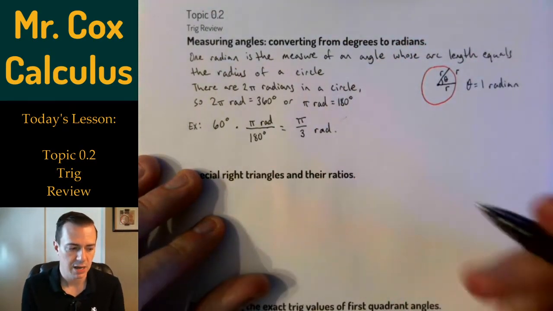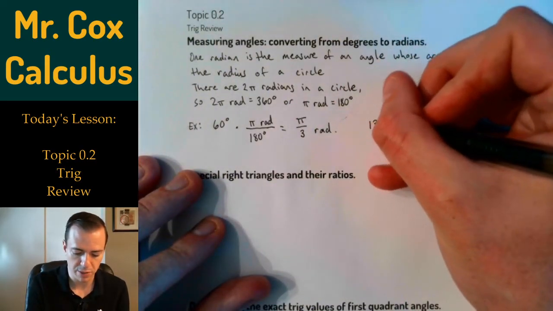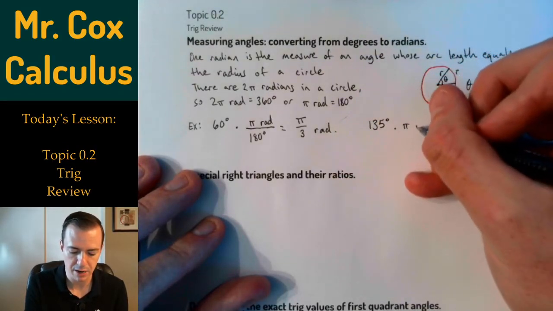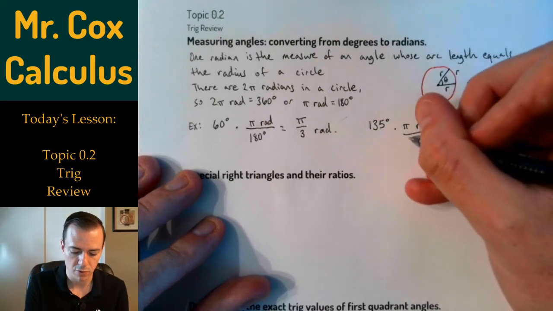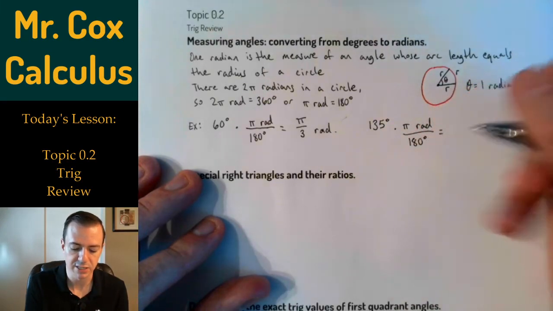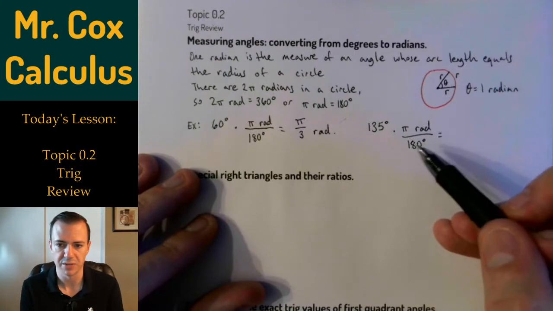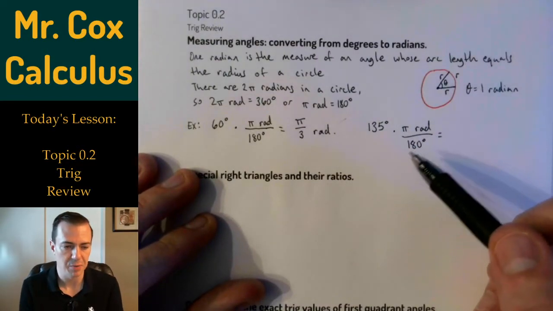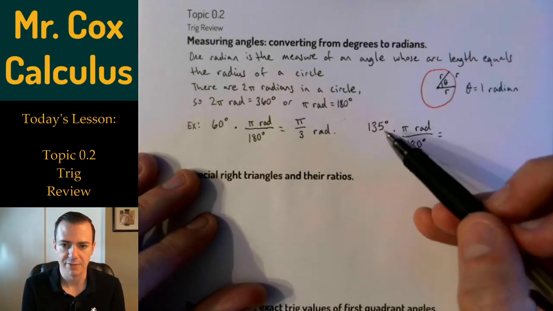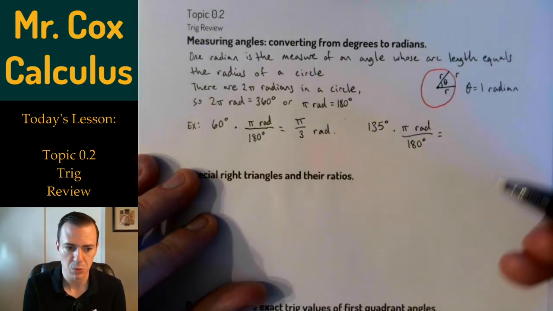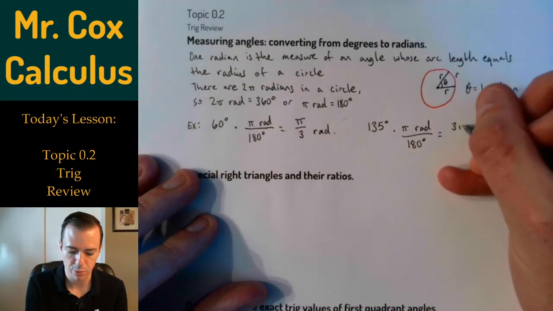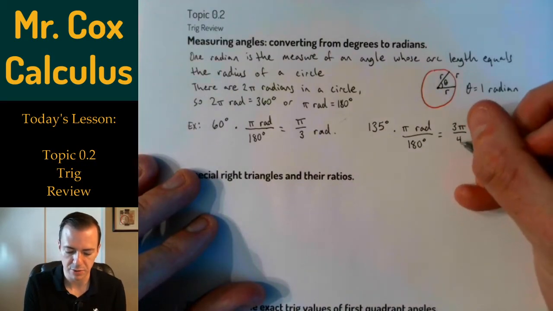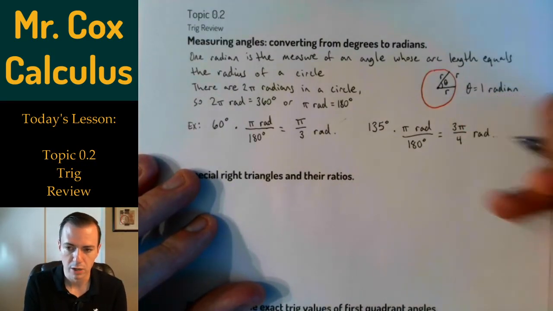radians. Another example, if I take 135 degrees as an angle, I can multiply it by pi radians over 180 degrees. Again, we can think of it in terms of degrees cancel here. 135 and 180 both have a common factor of 45. In fact, 45 goes into 135 3 times, so I'm left with 3 pi over, 45 goes into 180 4 times, and so that is 3 pi over 4 radians.